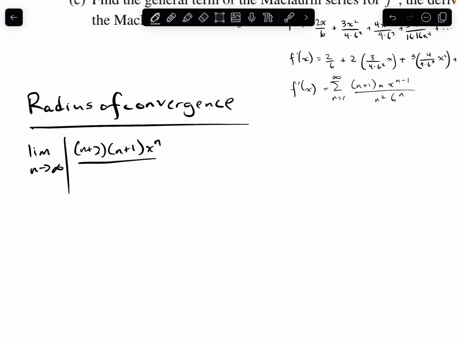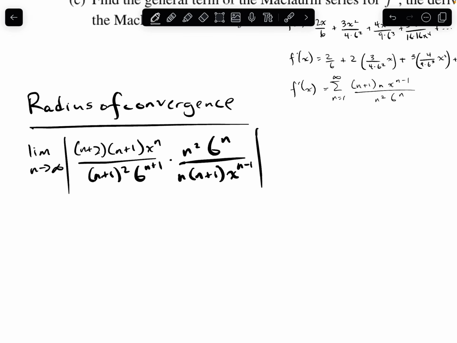x to the n over (n plus 1) squared times 6 to the n plus 1, times n squared 6 to the n, times (n plus 1), times x to the n minus 1. All I'm doing right now is comparing the next term to the current term, if you will. I'm checking whether the limit of the ratio between terms is less than 1. That means the terms are getting smaller in such a way that this series will indeed converge. And then we use that to figure out for what x values this statement is going to be true.